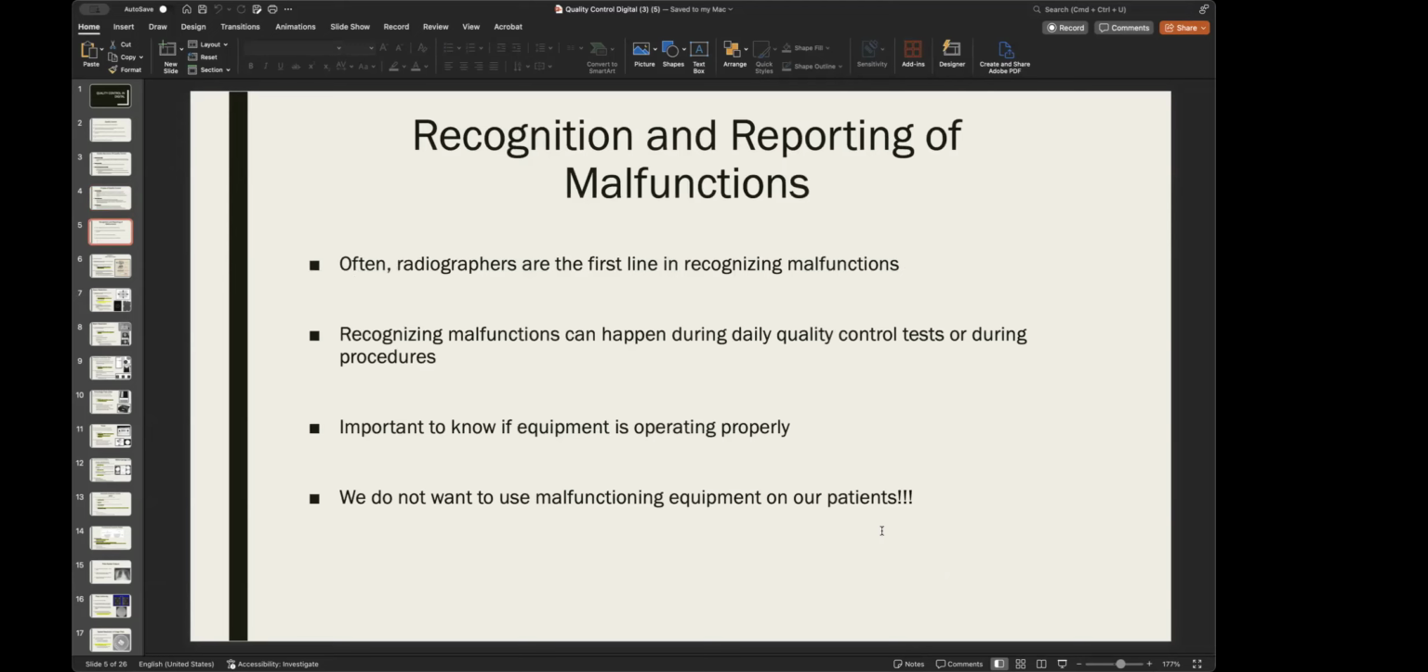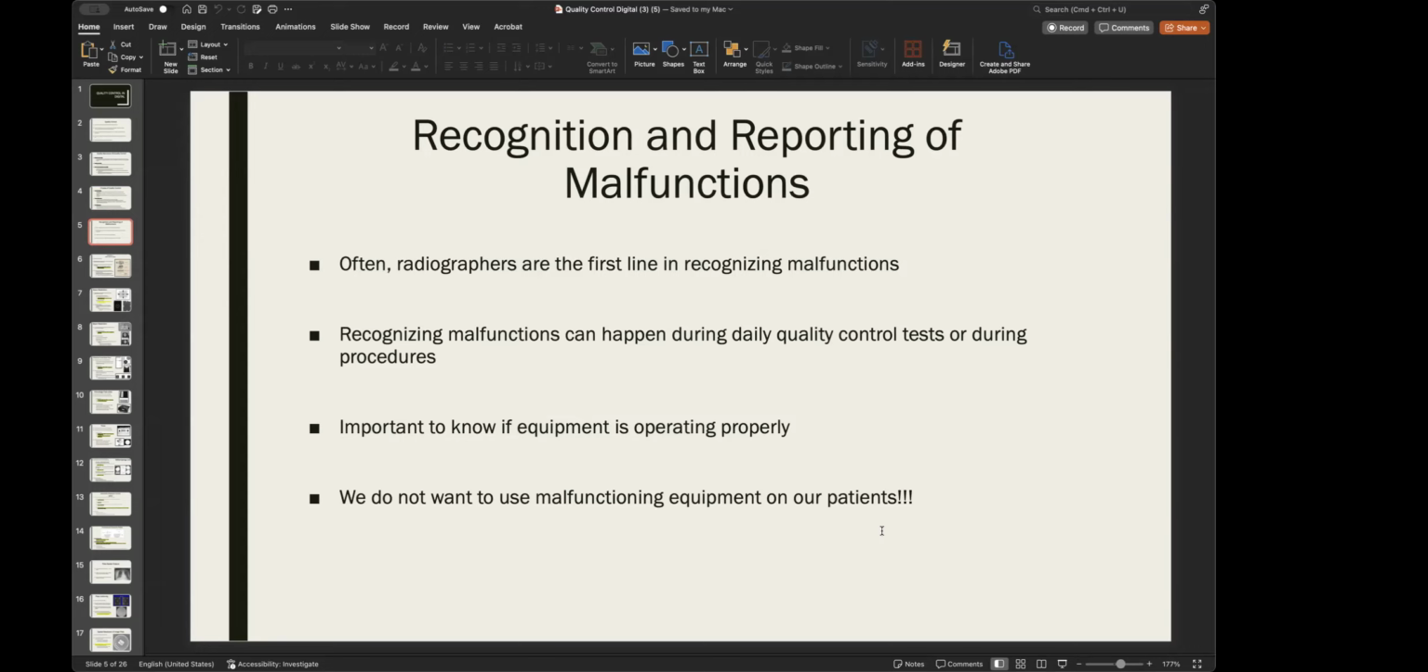And so, recognition and reporting of malfunctions. When we talk about this, understand that we as the technologist may be the first line in recognizing a malfunction. Why? We use the equipment on a day-to-day basis. We are the people who are using the equipment all the time. The physicist is not coming every day to test this piece of equipment. So it's important that we can recognize when something is not reporting how it's supposed to.